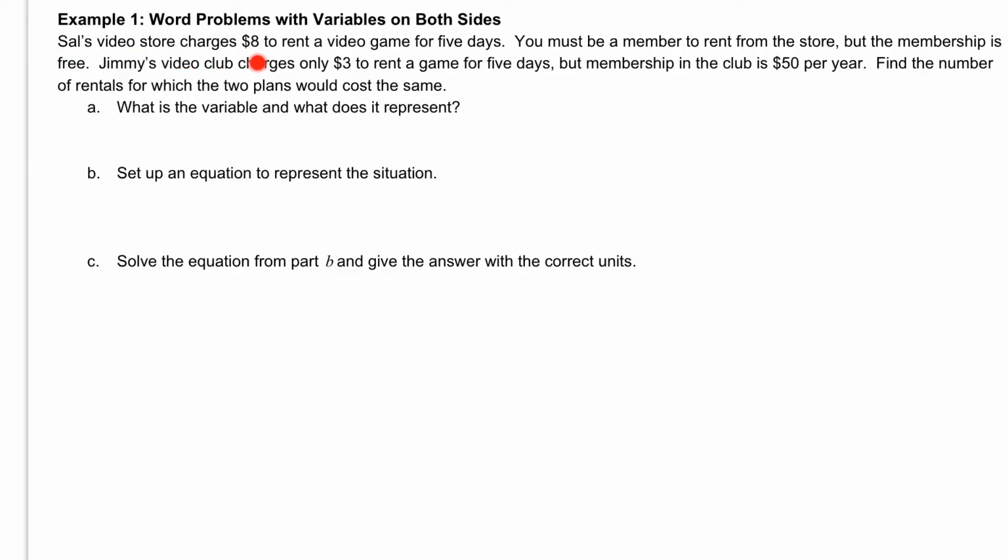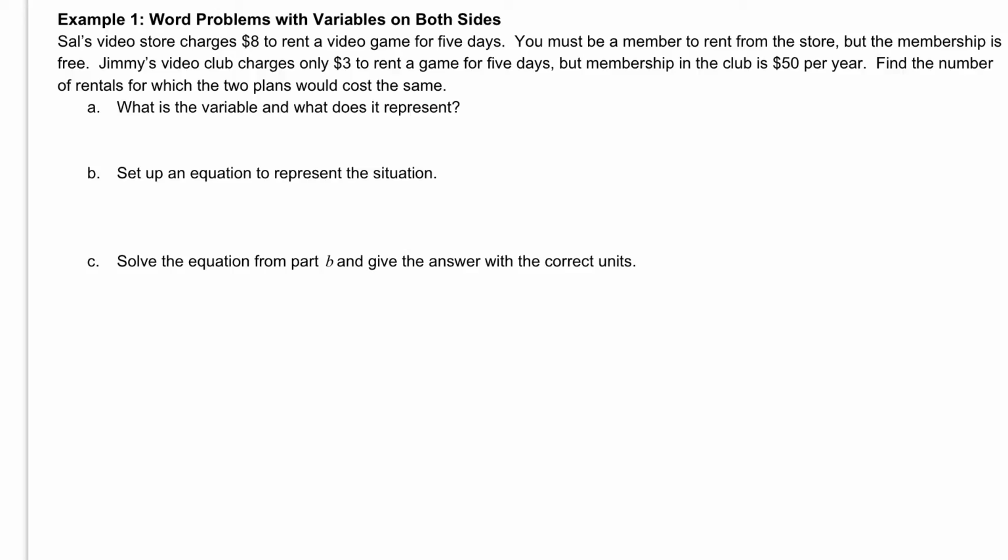Sal's Video Store charges $8 to rent a video game for 5 days. You must be a member to rent from the store, but the membership is free. Jimmy's Video Club charges only $3 to rent a game for 5 days, but membership in the club is $50 per year. Find the number of rentals for which the two plans would cost the same amount.